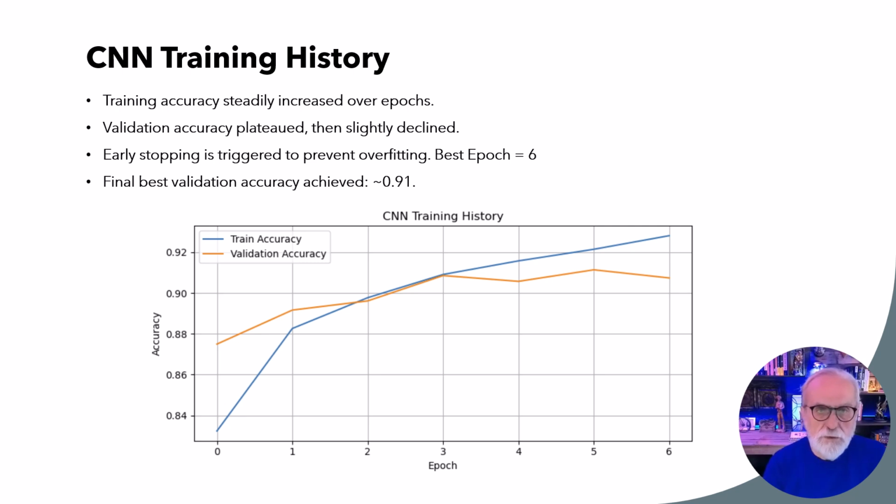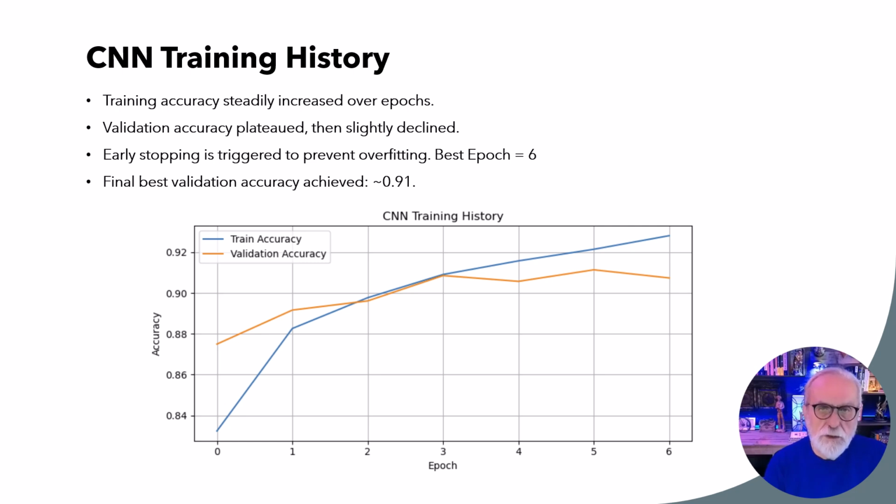To train our convolutional neural network, we first pre-process the Fashion-MNIST images by scaling the pixel values between 0 and 1 and reshaping them into 28 by 28 by 1 tensors to preserve spatial structure.